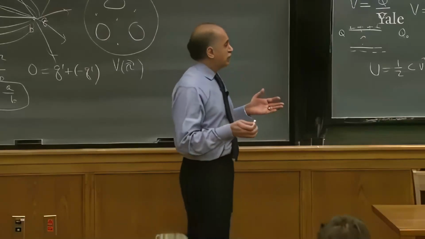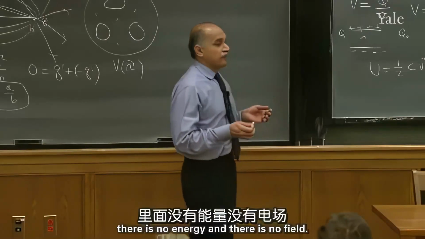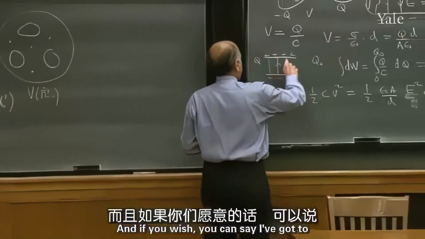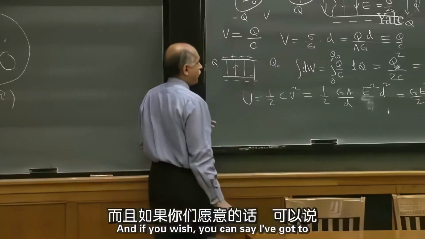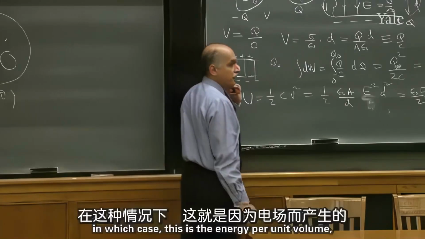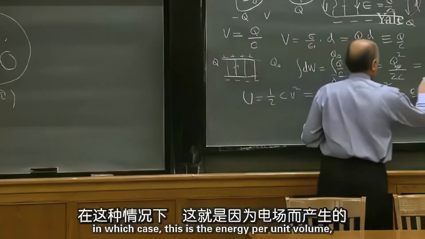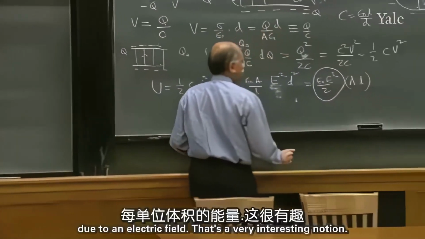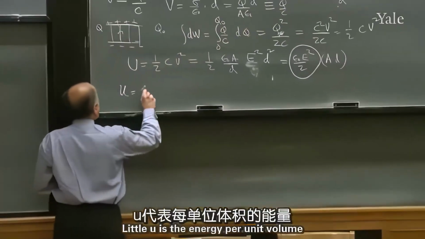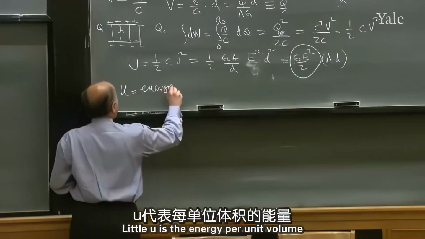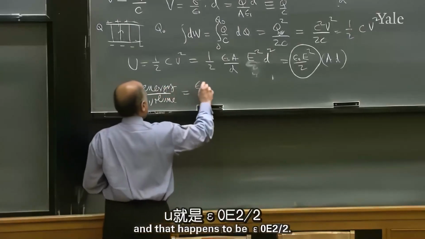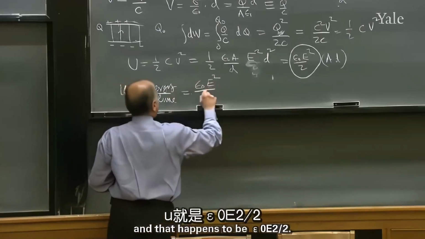Before you charge the capacitor, there was no energy and there was no field. Once you charge the capacitor, you got a field. And if you wish, you can say, I'm going to ascribe that energy to the fact that it's a non-zero field, in which case this is the energy per unit volume due to an electric field. That's a very interesting notion. Little u is the energy per unit volume, and that happens to be epsilon 0 E squared over 2.